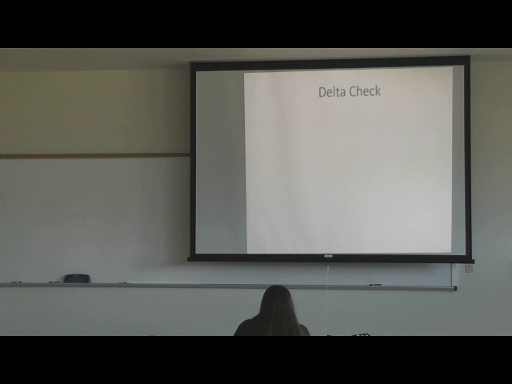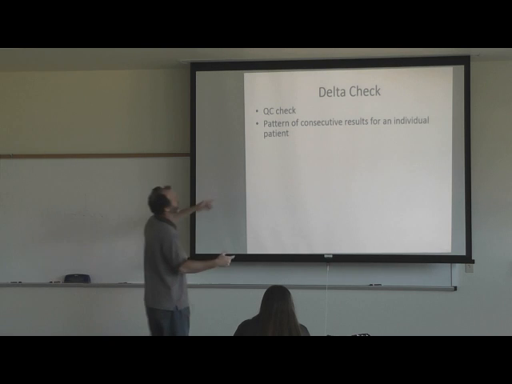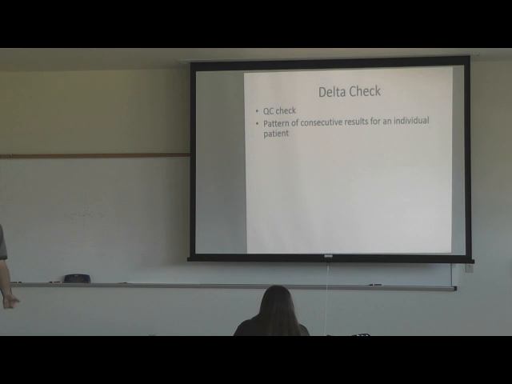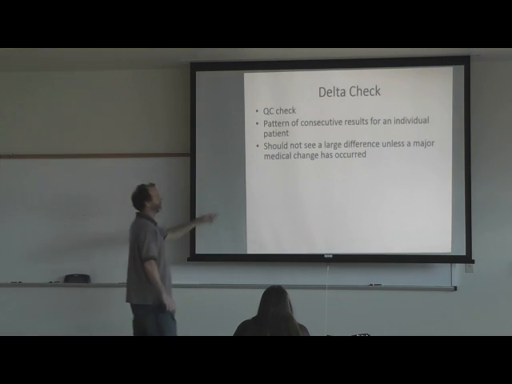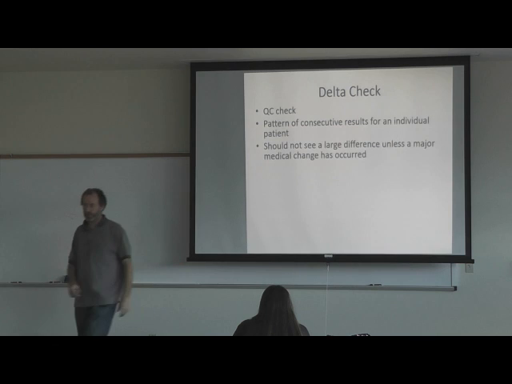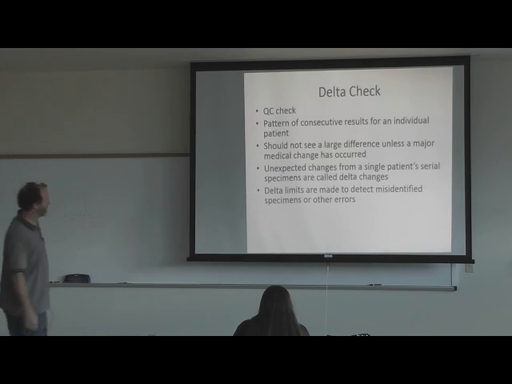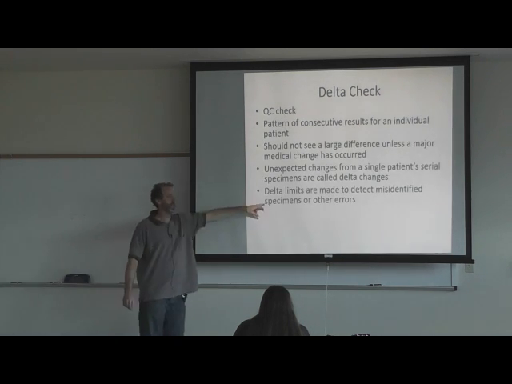What's a delta check? Do you guys know what delta checks are? It's a quality control check, but it uses patient samples, and it's a pattern of consecutive results of an individual patient. So it's almost like looking at that daily test, and if it changes excessively, you shouldn't see a large difference unless a major medical change has occurred. But unexpected changes from a single patient's serial specimens are called delta changes. Delta limits are made to detect misidentified specimens or other errors.